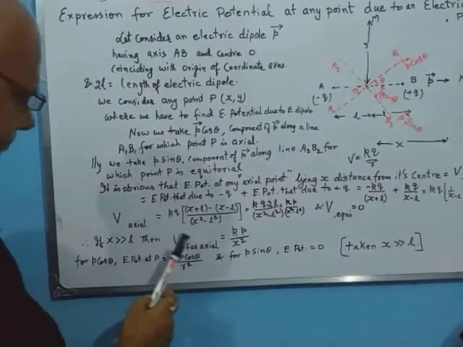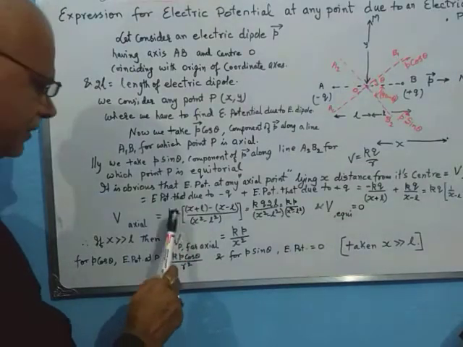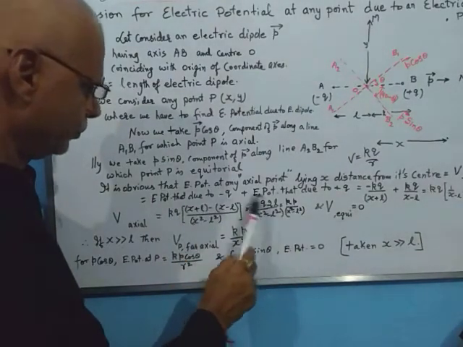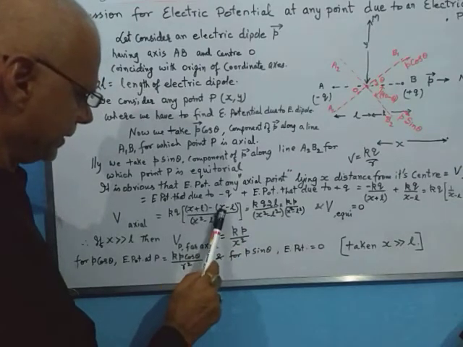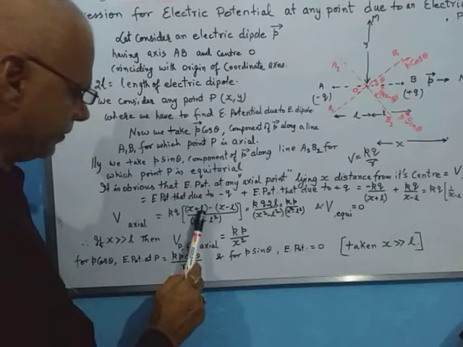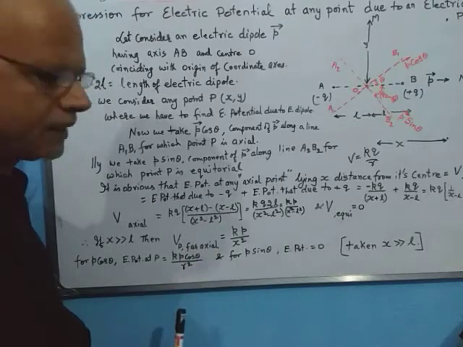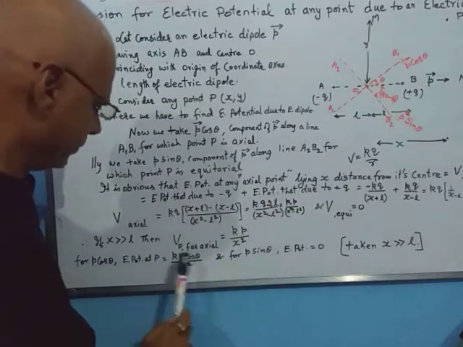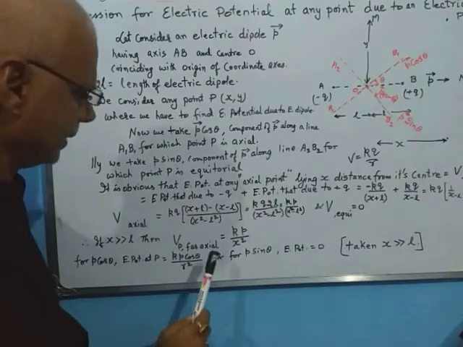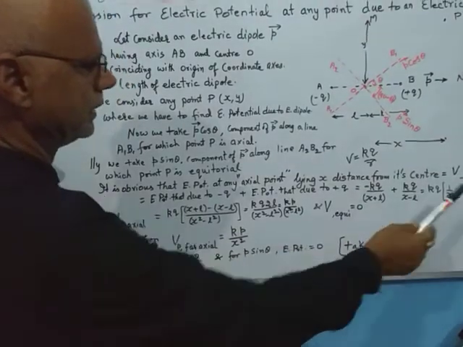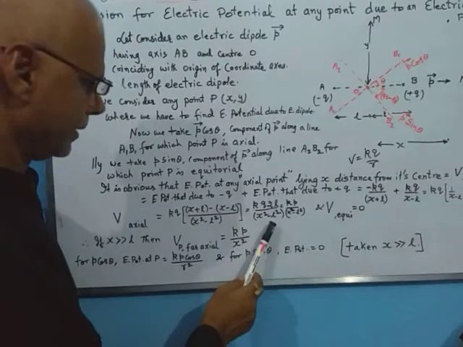So on taking the LCM and solving it, we have kq2l, because x and minus x both cancel each other. So here we are left with l, and minus minus becomes plus l, so it becomes 2l. So kq2l divided by x square minus l square, because you see x minus l into x plus l becomes x square minus l square.